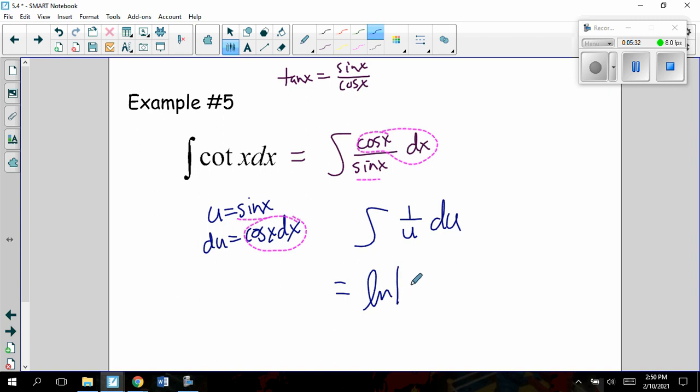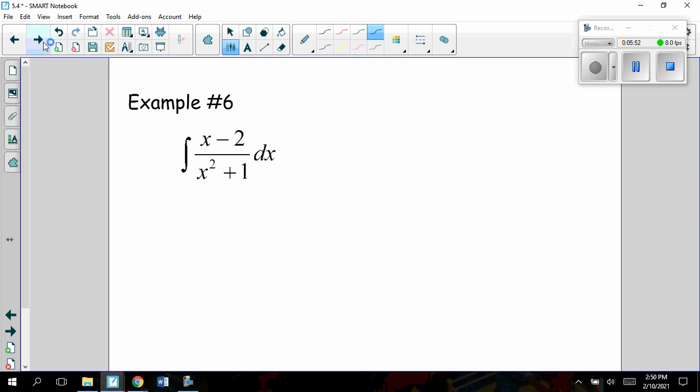Now, I could just write u there, but if you're seeing the pattern, you always switch back to x anyway. So if you want to make that into one step, instead of writing the absolute value of u and then the absolute value of sine of x, you can just substitute right away. That's fine as well, if you're getting that pattern down. All right, let's keep progressing through our examples.